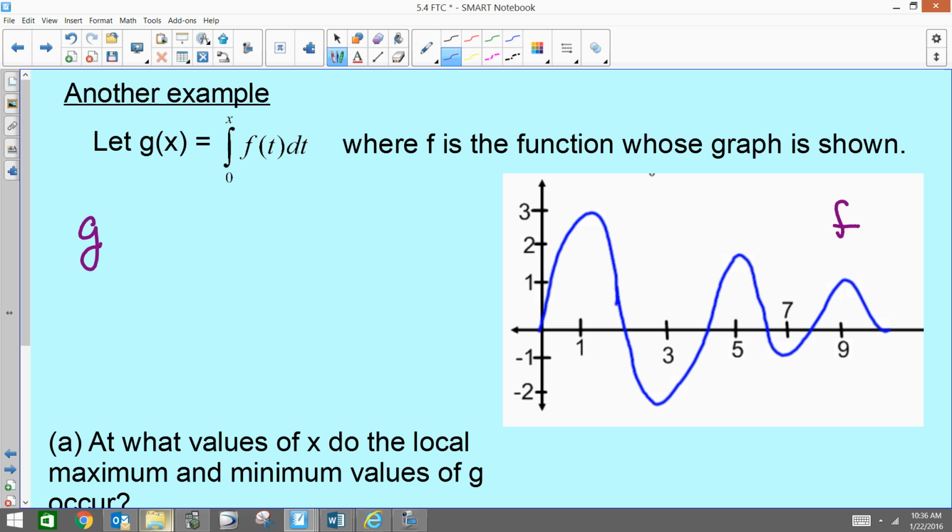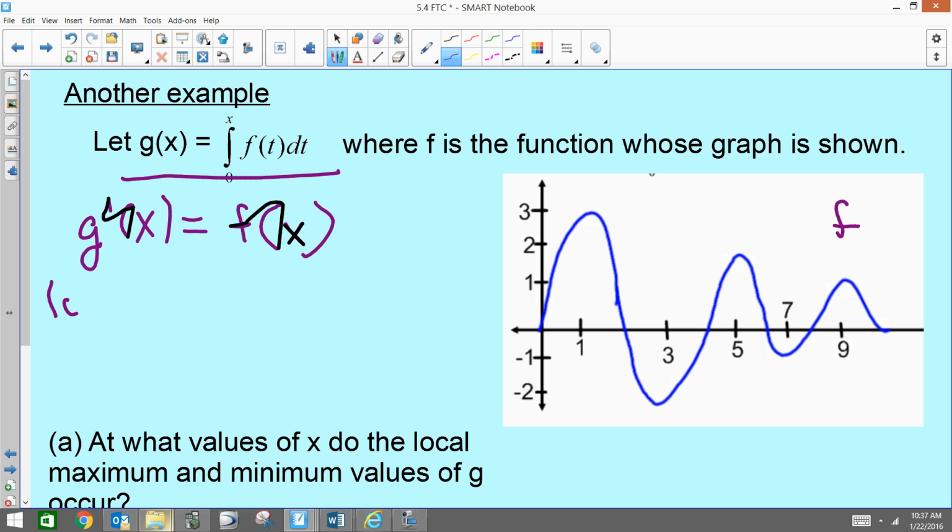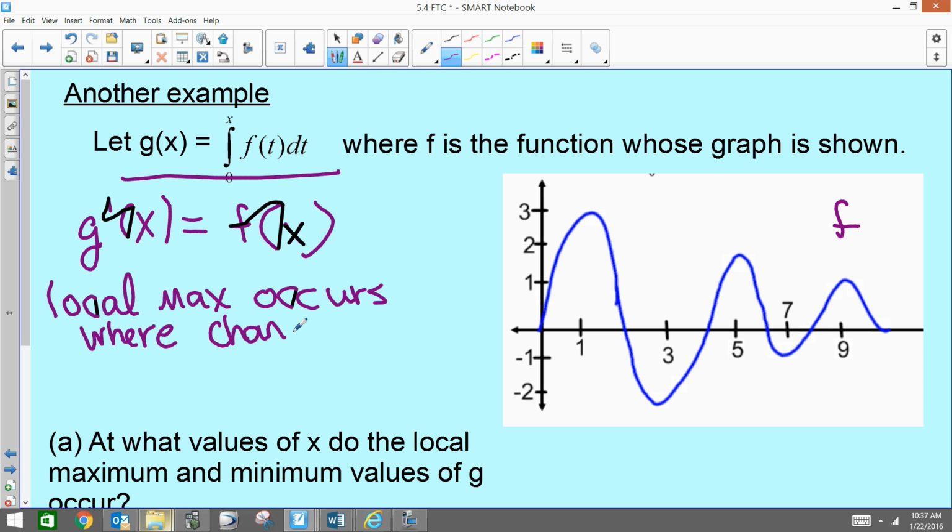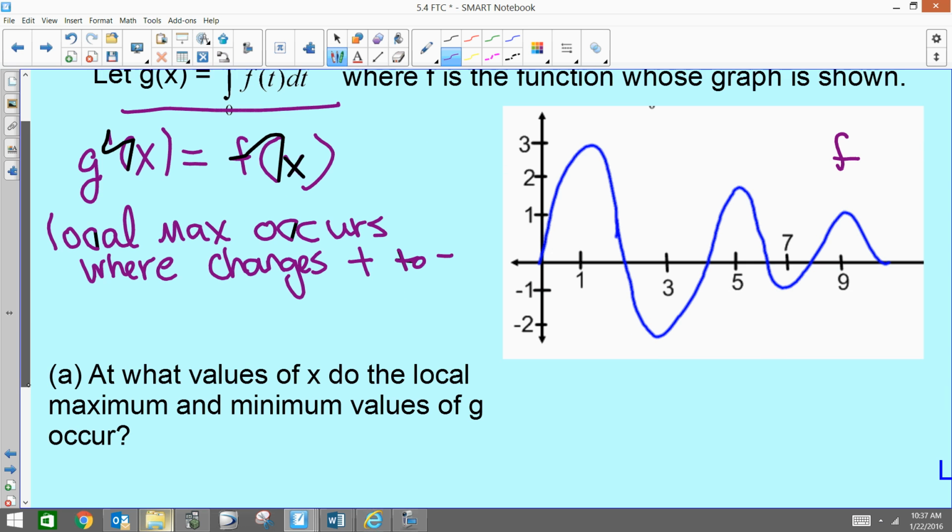G prime is going to equal f of x, right? If you look at this, g prime is going to be f of x. All right, so at what values do the local max of g occur? Remember, local max occurs where g prime changes from positive to negative.